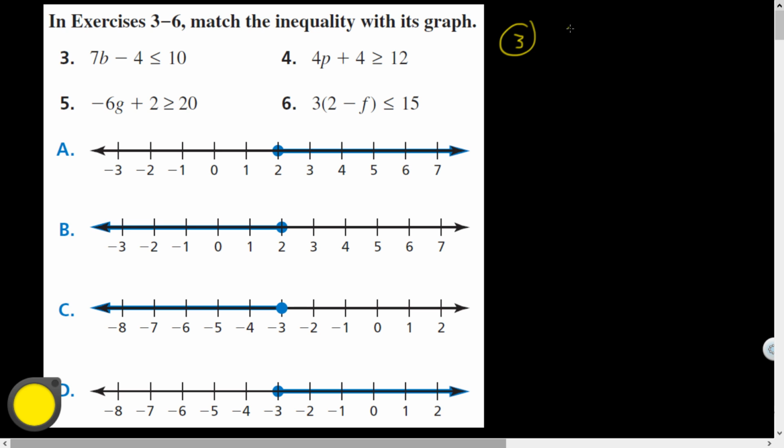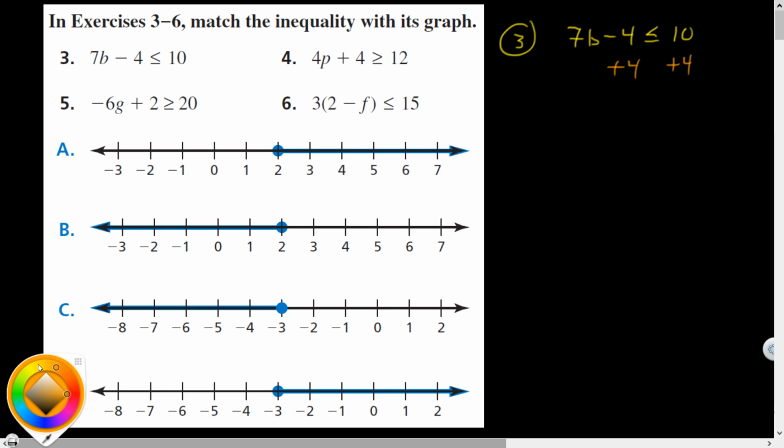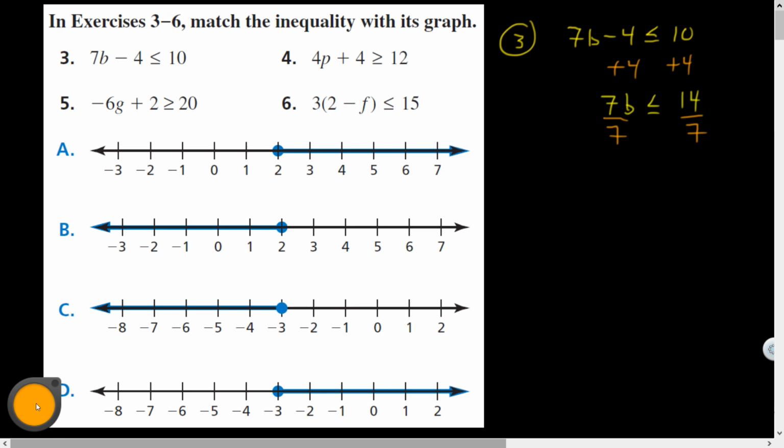Question 3: 7b minus 4 is less than or equal to 10. To solve this, I would add 4 to both sides. Does that flip the inequality? No. Adding and subtracting, we are cool with. Then I would divide both sides by 7. Wait, do I have to flip the inequality when I divide by 7? No, it's only if I divide or multiply by a negative. So b is less than or equal to 2.